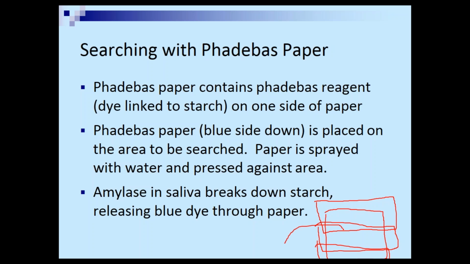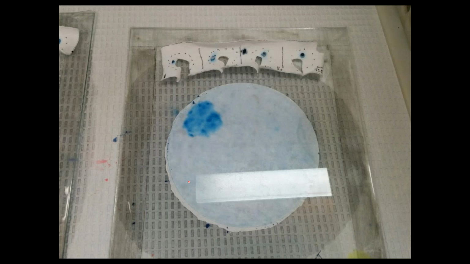You put the blue side down, you spray it with water, you add some pressure. In class we put a big glass plate on it and then add some weight to it. And you wait. If saliva is present on the bandana, it will make contact with that Fatabis paper. It will break down the starch. It will release the dye, and the dye will begin to leak through the paper. Okay? I know that can be tough to envision, but let's see what's going on here. What we have here, even though it's difficult to see, is a piece of circle cloth under here.